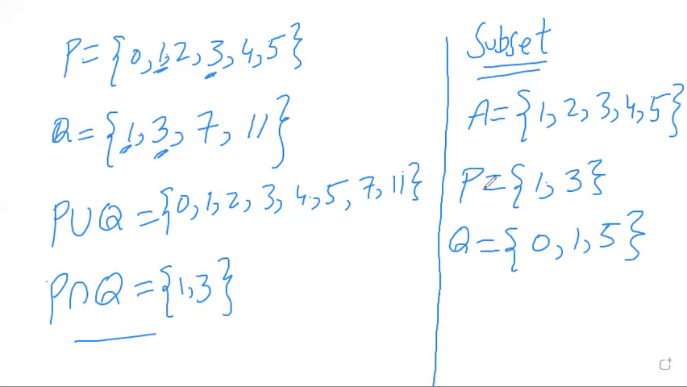Now look carefully. What are the elements of P? 1 and 3. It means set P is completely taken out of A. Yes. All elements of set P are actually elements of set A. But in Q, 1 and 5 are in A, but 0 is not in A. So if this is the situation, I will say A is a parent set because P is taken from this set.